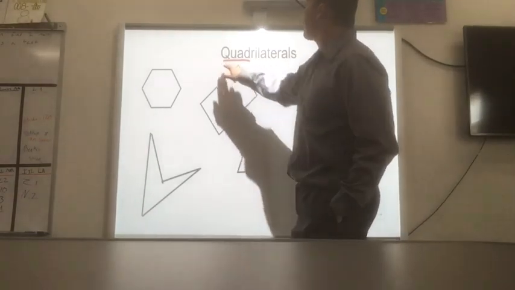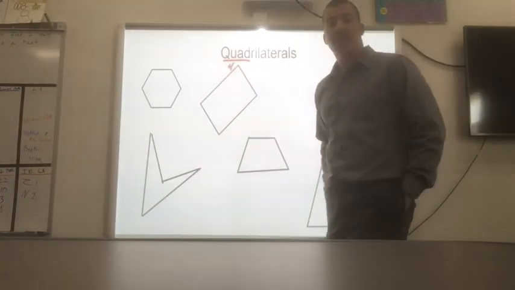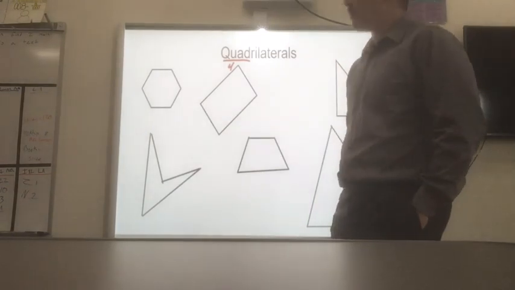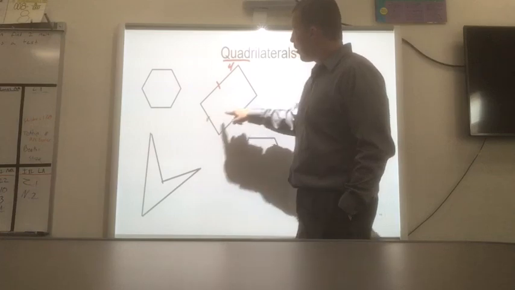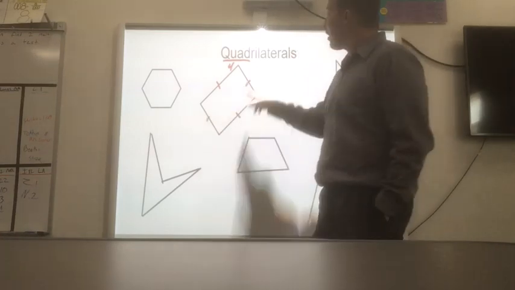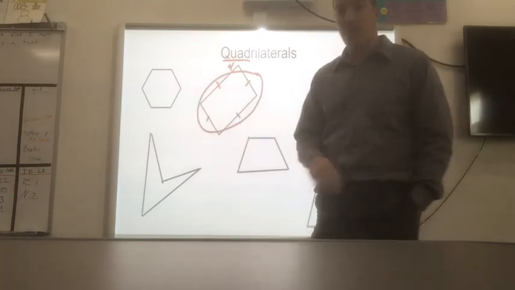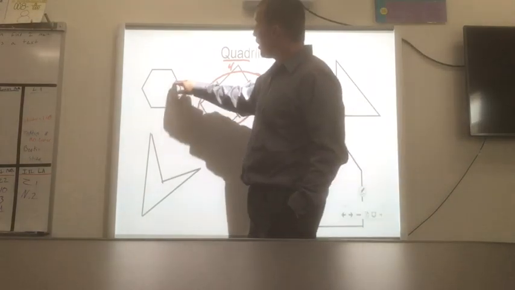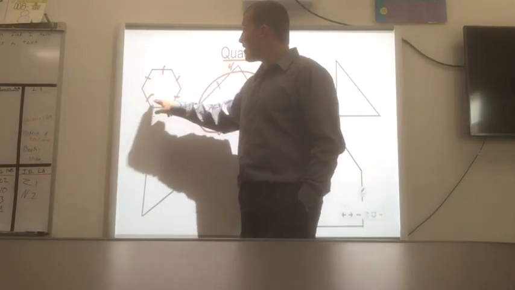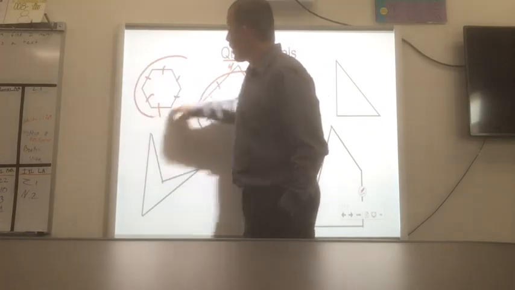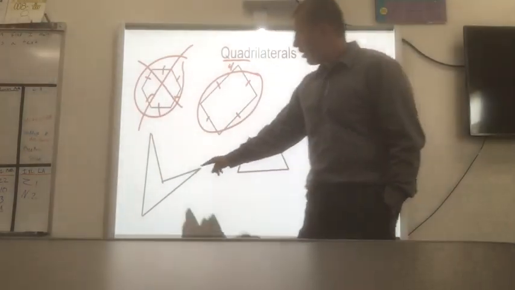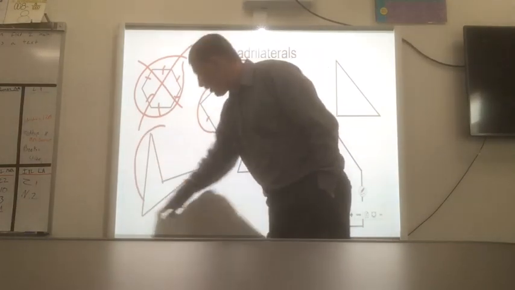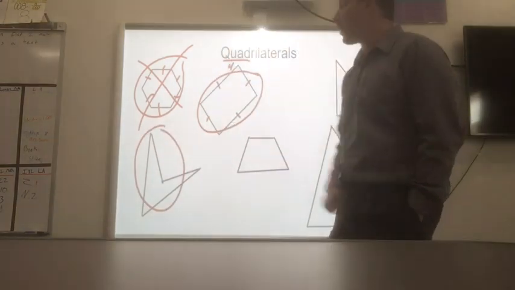Quadrilaterals. Quad means four, so everything with four sides is considered a quadrilateral. So if we go to this first one right here, it has 1, 2, 3, 4 sides. That'd be considered a quadrilateral, four-sided. Over here, 1, 2, 3, 4, 5, 6. That is not a quadrilateral. We're going to cross it out. Okay? Down here, 1, 2, 3, 4, quadrilateral. We are good to go there.